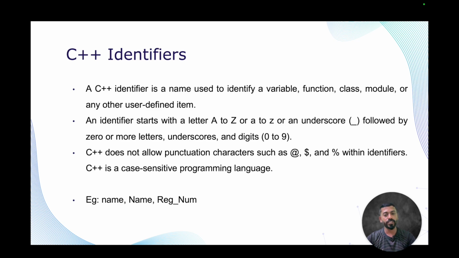Keywords are reserved words. We should not use a keyword for identifier purposes. Here I have given some examples, like name, and a capital letter starting with Name. And one more thing, you should not use any white spaces in a sequence of characters, for example reg underscore num. If you give any spaces, it will throw an error. Why? Because white spaces are not allowed in C++ programming, and in any programming language you should not use white spaces in variable names. If you want to cover the white spaces, you have to use the underscore. No other special symbols are allowed in place of white spaces except the underscore.